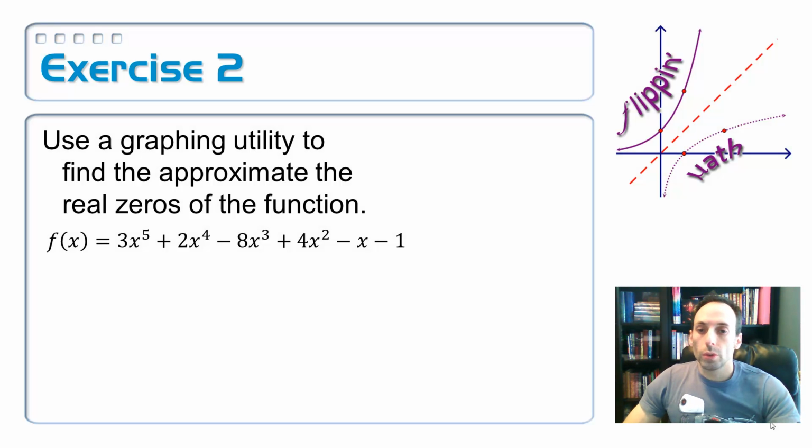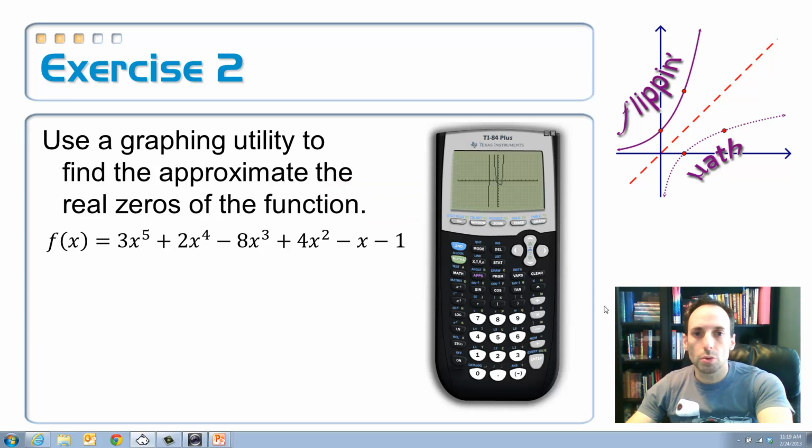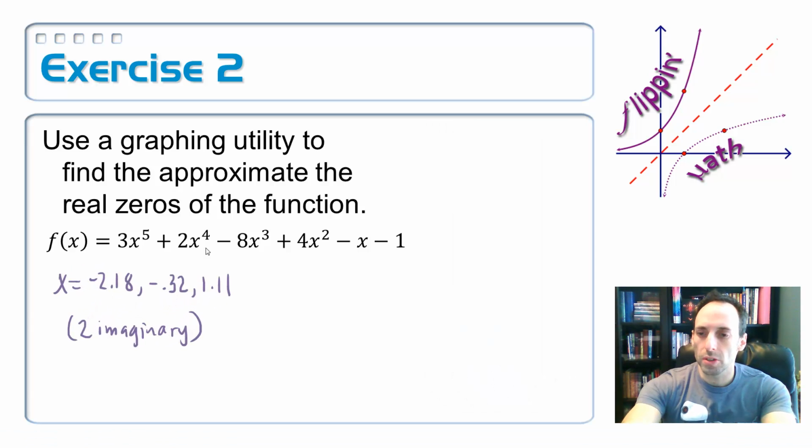Alright, so let's call up our calculator here. So when I call up my calculator, there it is graphed, and I can see that it crosses the x-axis 3 times. 3 times? What? I have a degree of 5, which means that 2 of these things must be imaginary.